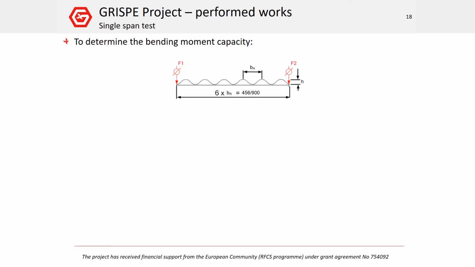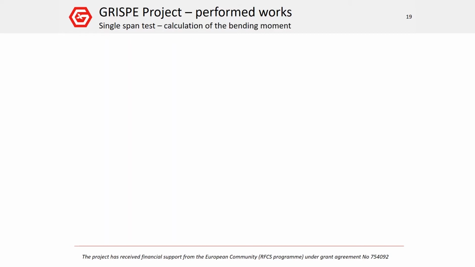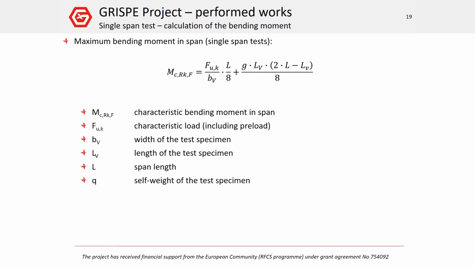This test consists of applying 4 line loads simulating a uniformly distributed load, as defined in Annex A of Eurocode 3-1-3. It is used to determine the bending moment capacity on span. This bending moment capacity is determined by applying the following equation, with F_uk the characteristic test load, b_v the width of the test specimen, L_v the length of the test specimen, L the span length, and G the self-weight of the test specimen.